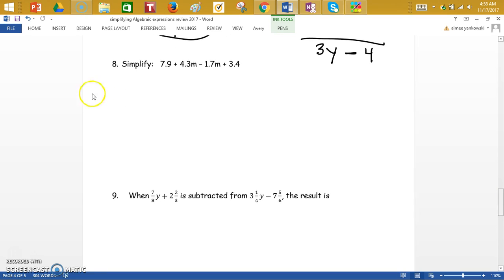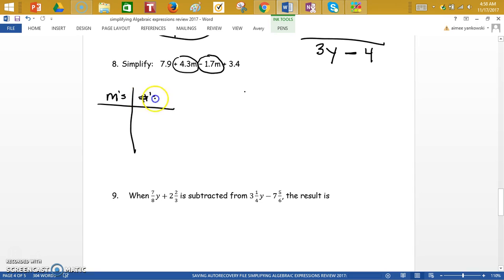Okay, for number 8, we're just going to combine like terms. So I kind of like that, right? We don't have any distributing. There's no parentheses, so I'm just going to combine like terms. So I'm going to put my m's together, 4.3m minus 1.7m. So I'll put my m's, and I'll put my numbers.